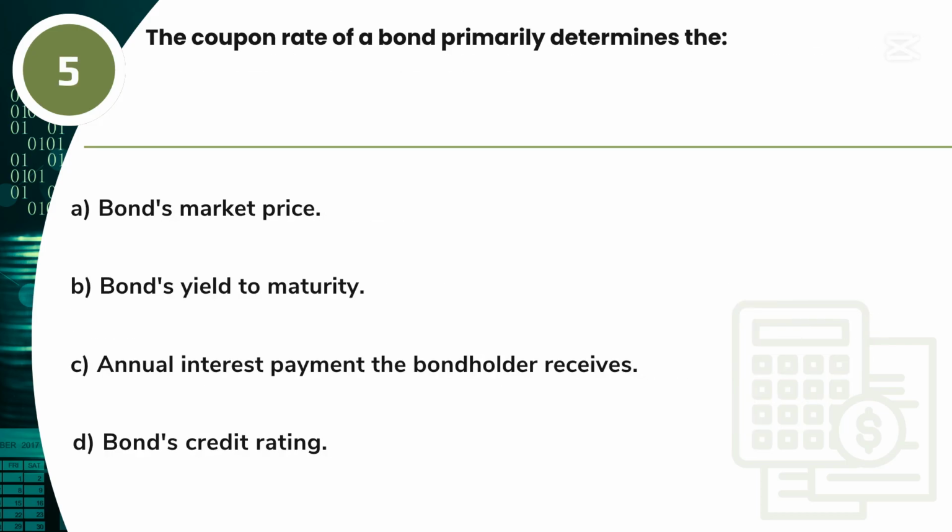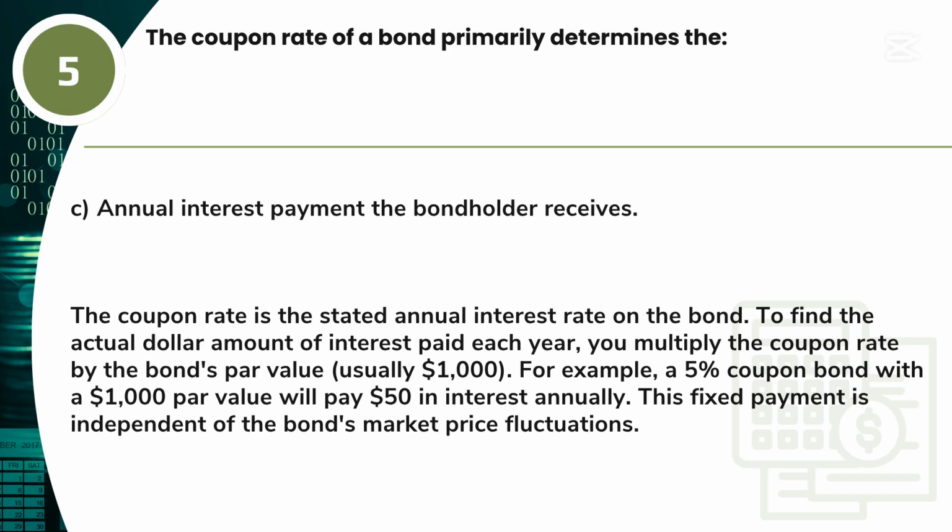Question 5. The coupon rate of a bond primarily determines the A. Bond's market price. B. Bond's yield to maturity. C. Annual interest payment the bondholder receives. D. Bond's credit rating. Answer: C. Annual interest payment the bondholder receives.